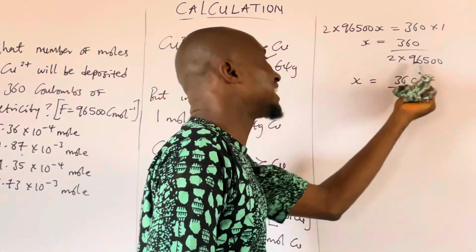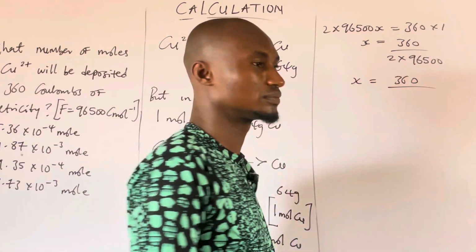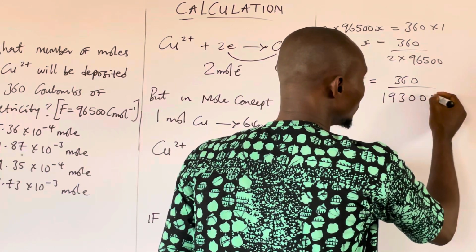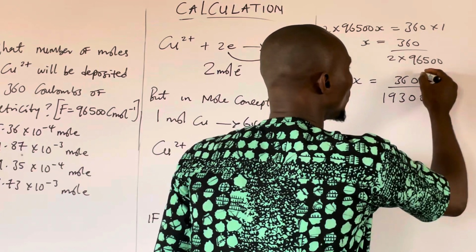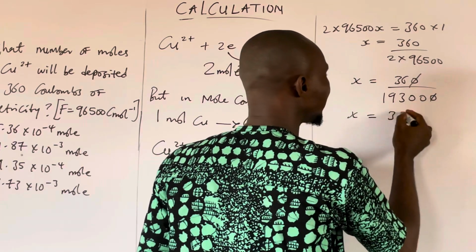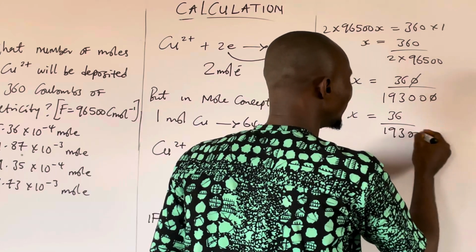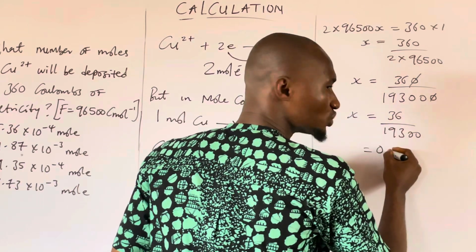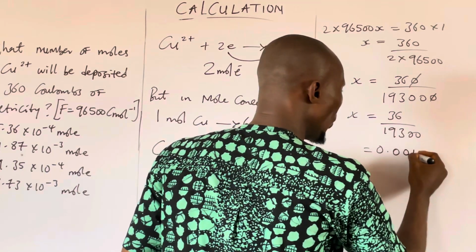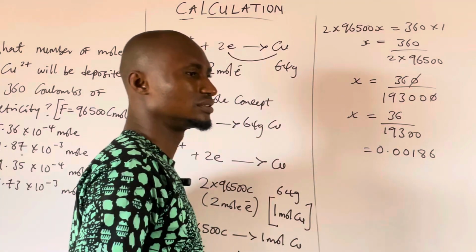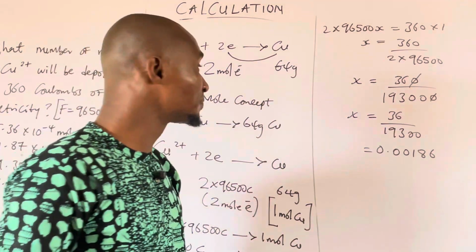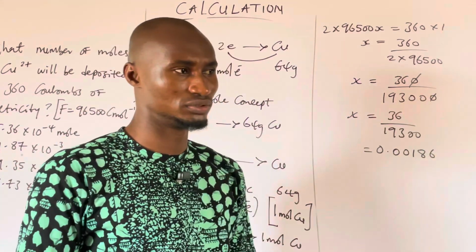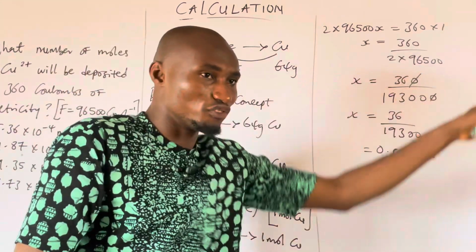Now, don't worry. 2 times 96,500 will give you 193,000. Now, if I cancel the zeros here, I have X is equal to 36 over 19300. How will you tell me this will give you 0.00186? Now you are talking. Even a child in primary 2 knows that the answer you gave me is wrong. How can you have 360 over a larger number give a bigger answer?